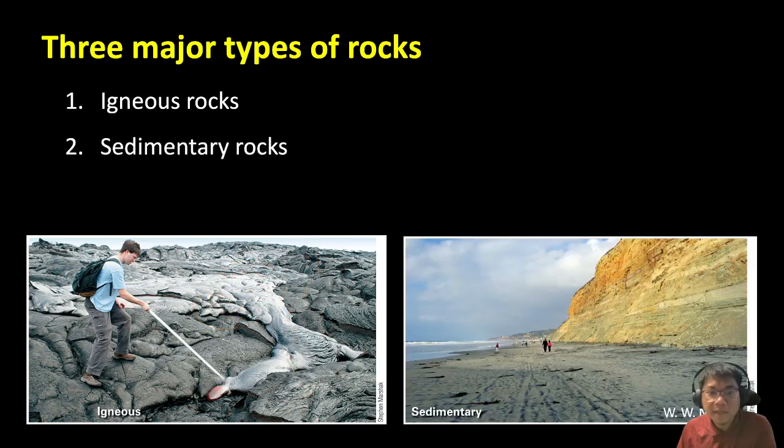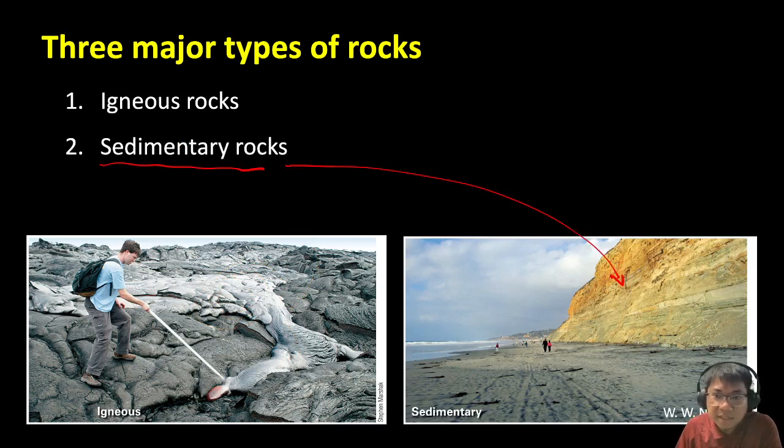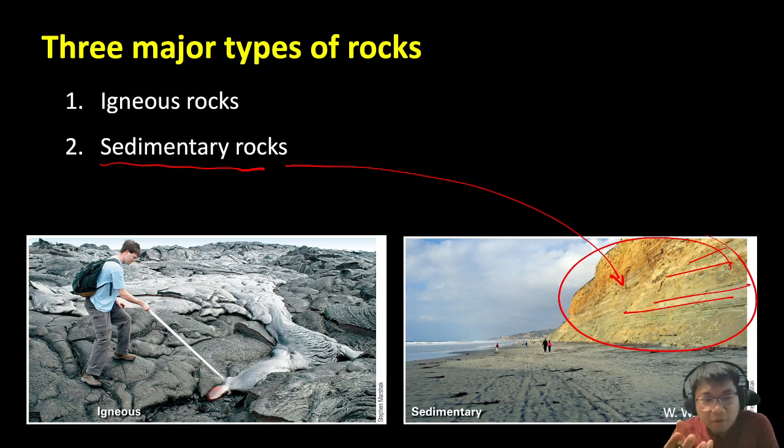The second type of rocks in geology is called sedimentary rocks, and sedimentary rocks look something like this. This is an example of sedimentary rocks. As you can see here, these are layers of sedimentary rocks in this picture. Sedimentary rocks are a type of rocks that are made of fragments of minerals or rocks. So if you have a bunch of fragments of sand and clay and silt and mud, and they get mixed up and become rocks, then it will be considered sedimentary rocks.